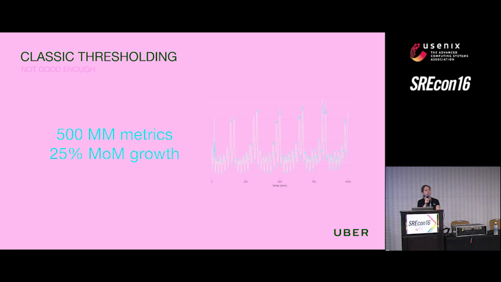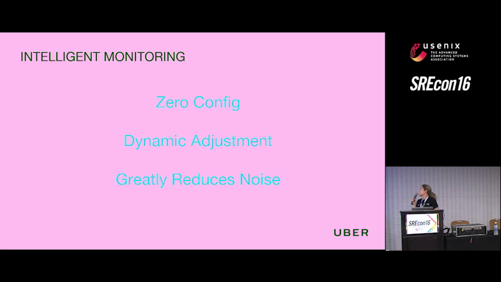Either you're way too sensitive and you get woken up every Friday or Saturday night, or every rush hour in the morning, or you might not be woken up at all, and things are completely on fire by the time you get an alert. So this is where intelligent monitoring comes into play. We wanted to build something that had absolutely zero config. Nobody needed to know about any parameters they had to tune. It can dynamically adjust to any underlying growth, to any seasonality within the time series. And that obviously has the impact of greatly reducing noise and increasing the signal-to-noise ratio.